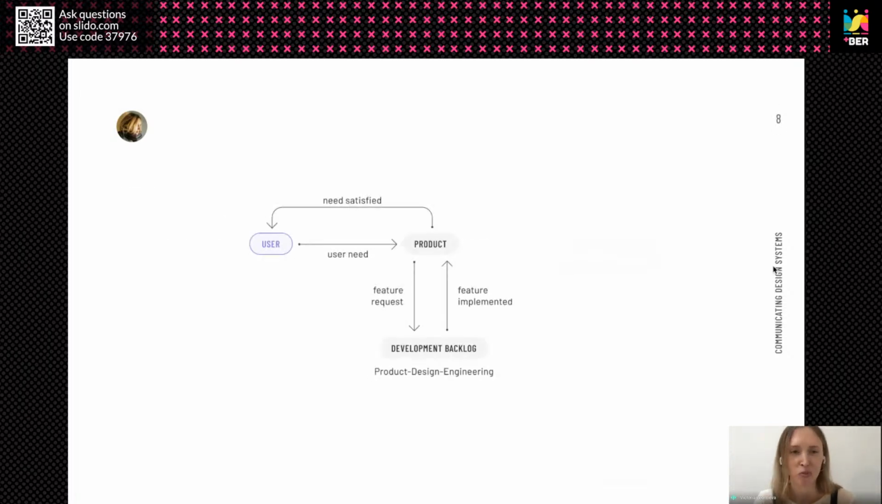Remember the time when our product development process looked like this? We had a user, and the user had a need, and a product would normally consider satisfying this need. And if it considers it's something worthy and valuable for the user, a product will file a feature request, it will go into a development backlog, a feature is going to be implemented, and the need is going to be satisfied. Sounds easy, right?